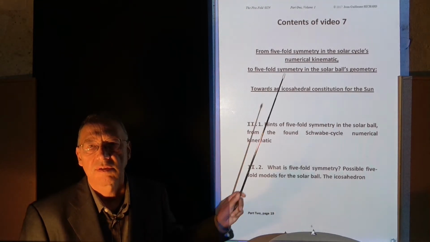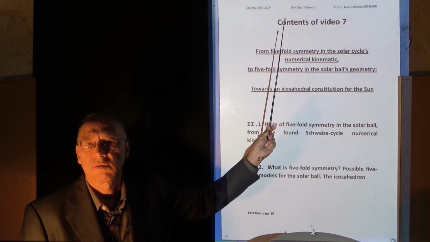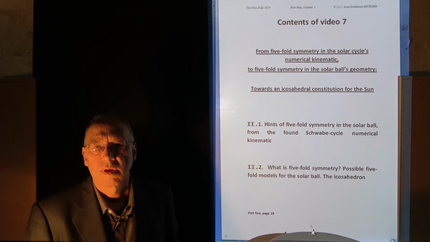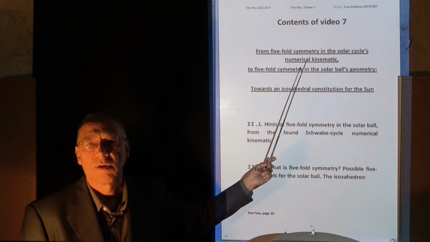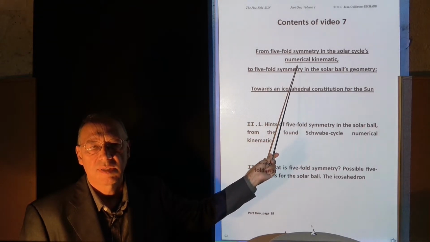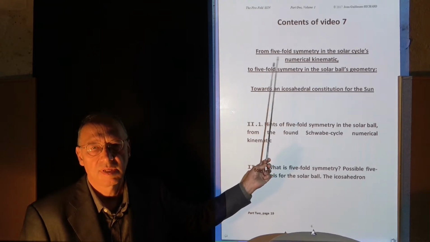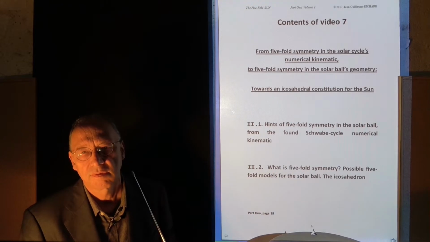The contents of video number 7 today include the presentation of the basic findings of part 1 in terms of a fivefold symmetry in a numerical kinematic, again, of the solar cycle.